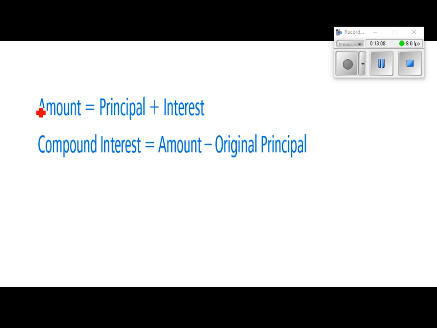All right, write these 2 down. The amount is your principal plus your interest. That's what you're going to get using the formula. So if you use the formula, you get your amount. That's the total amount that's in the account after the interest is added in, or at the end of whatever period you're looking at. To find the interest, to find your compound interest, you got to take that amount minus your original principal. That'll tell you how much interest you made on that account.